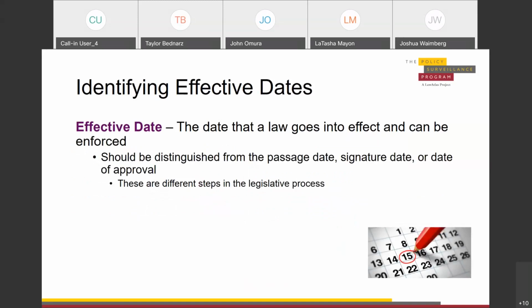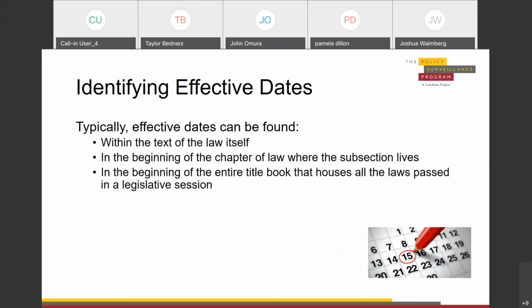It is distinguished from the passage date, signature date, and date of approval. These are different steps in the legislative process and are not dates that are important to us. What's important to us is the date in which the law takes effect. And often these will be noted within the text of the law itself, or potentially it can be noted in the beginning of the chapter of the law where the subsection lives.